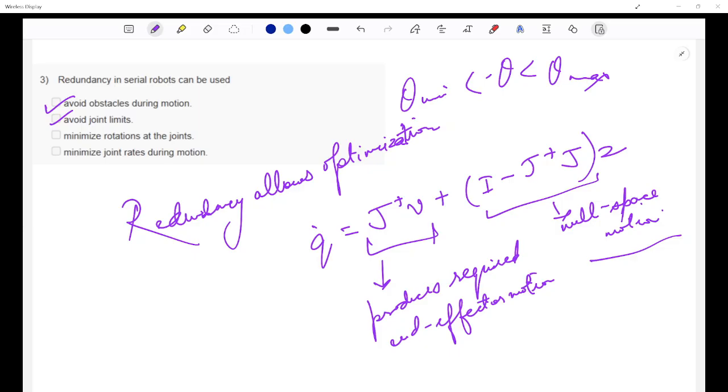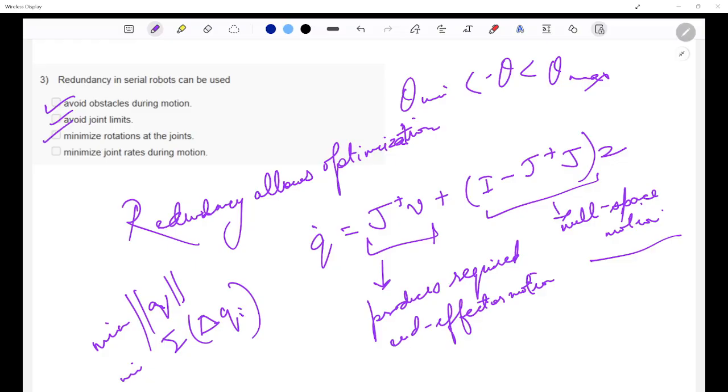Okay, so there can be an optimization problem which has minimize Q, or minimize delta of change in the joint motion, total joint movement. So this reduces the energy consumption, mechanical wear and tear, etc. So C is also correct.